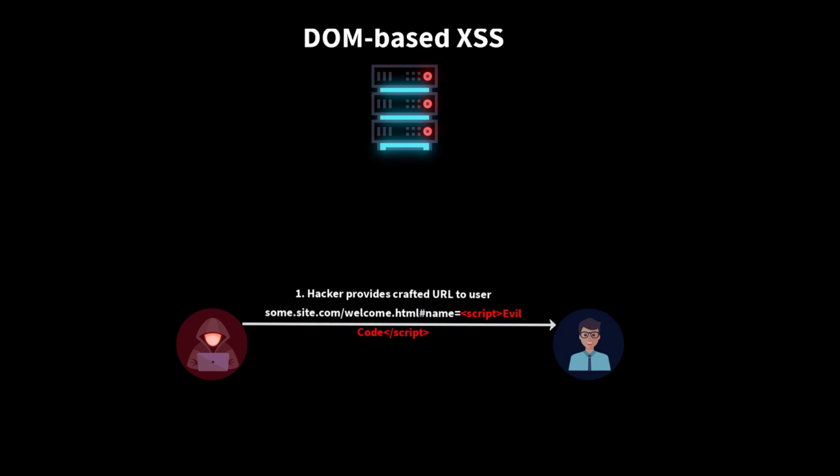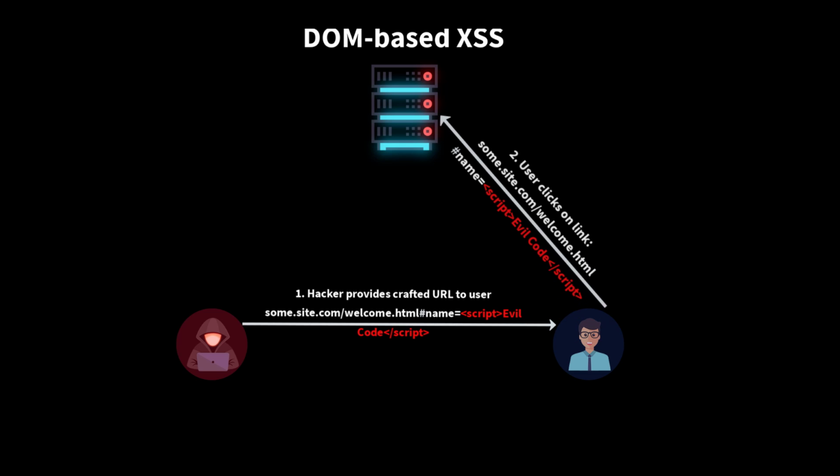In the first step, the hacker delivers a URL containing the malicious payload. After that, the user clicks on the link, which triggers an HTTP request that is sent to the server. But here we have a very important detail. The browser treats anything after the hash sign as a fragment, which means that anything beyond the hash sign will not be sent to the server. Now, with that in mind, our hacker has intentionally placed the payload after the hash sign in order to evade any kind of security mechanisms on the server side.